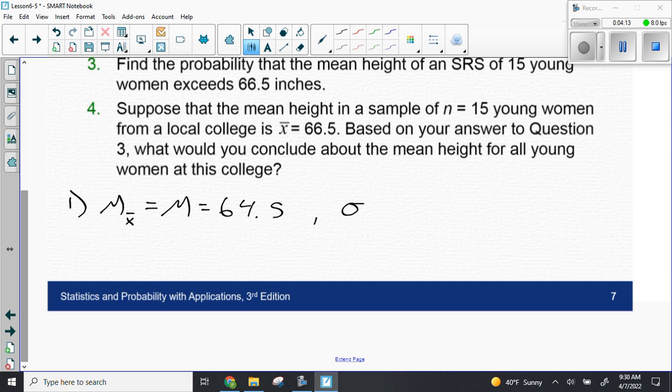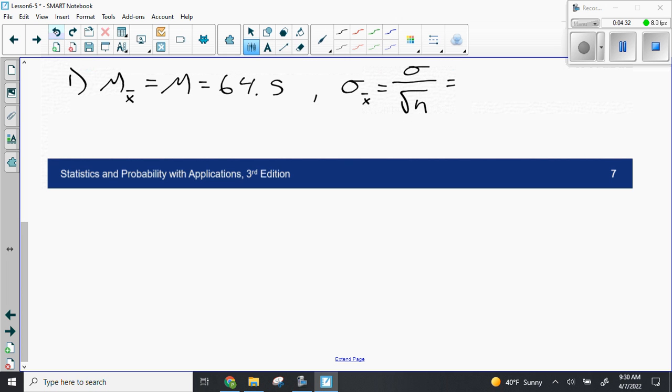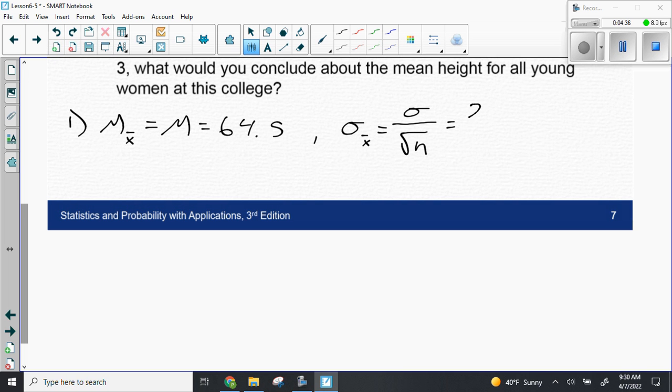The standard deviation of the sampling distribution of my sample mean is going to be equal to the standard deviation of my population divided by the square root of my sample size, which in this case is 2.5 divided by the square root of 15. Let's put that in our handy dandy calculator and get an approximate value. 2.5 divided by the square root of 15 is approximately 0.645. Number one is done.